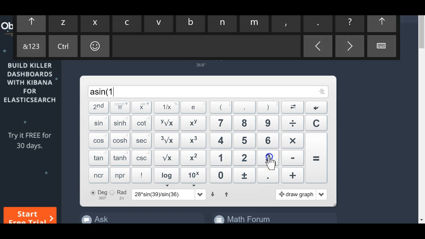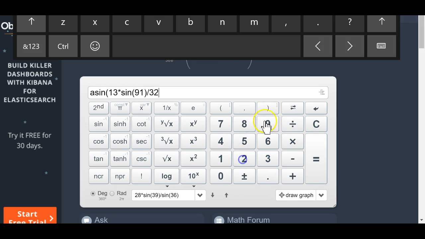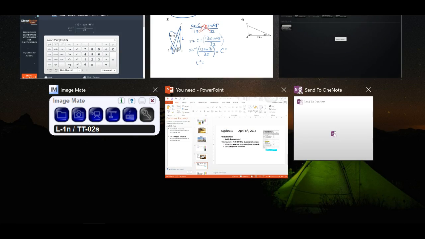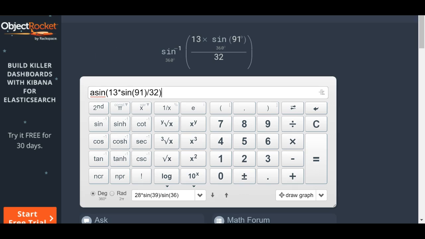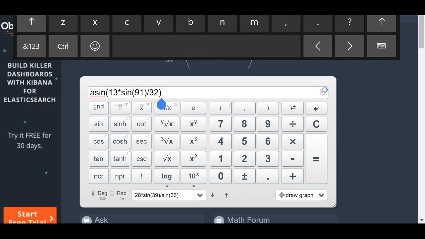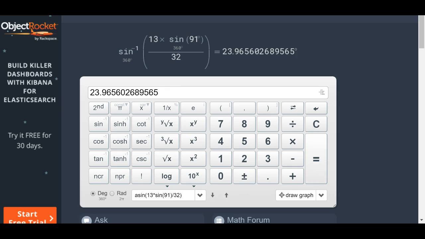Forgot I got to do 13 times sine, so that it doesn't think I'm doing sine of 13. 91. And all that divided by, I believe, 32. Let me just double check. Yep, 32. And then look how it's set up and make sure it's exactly what you want. And yep, we have the inverse sine of 13 times sine of 91 degrees divided by 32. And it's calculating. It's calculating.